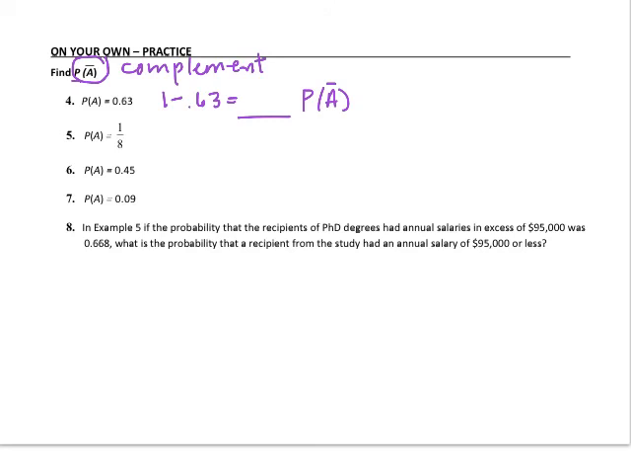And then also, you're going to do this same problem that I just showed you a second ago, but this time the percentage is 0.668, or you could say that 66.8% of those earning a PhD degree did earn amounts more than $95,000. But this time, you're looking for the probability of it not taking place.